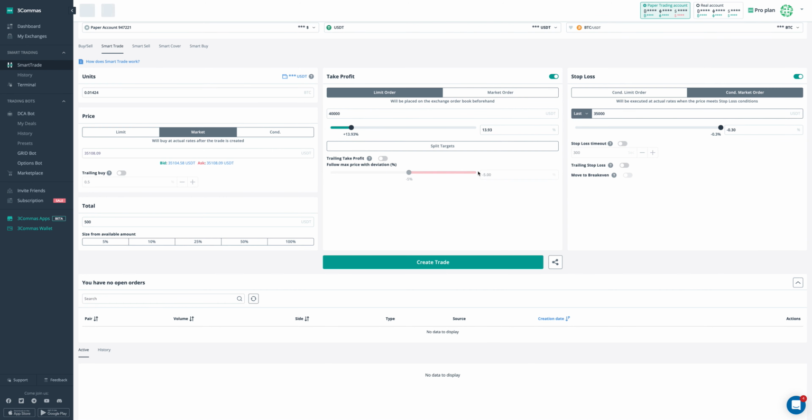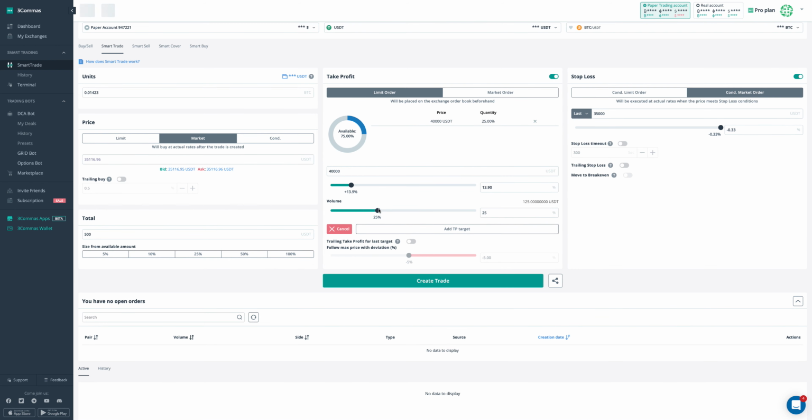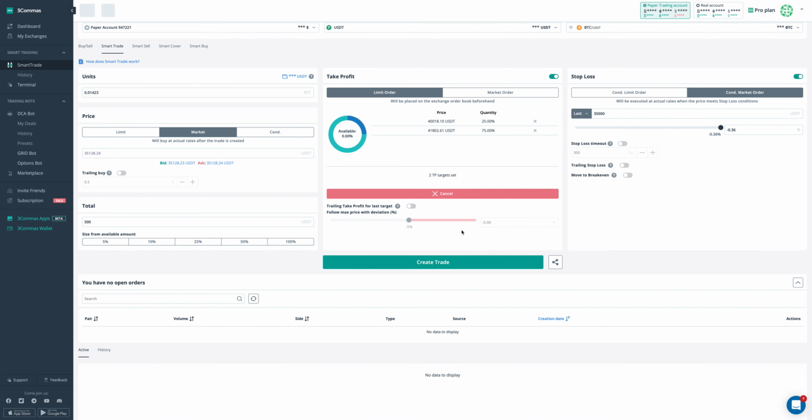Now, you can split your take profit targets. So if you wanted to say, all right, I want to sell 25% of my holdings when it gets to 13%, okay? So you would add that target. And then let's just say, right, I want to sell the other 75% when it gets to 19% profit, right? Just go add take profit target.